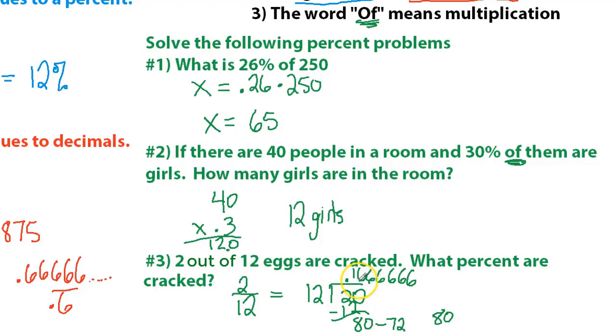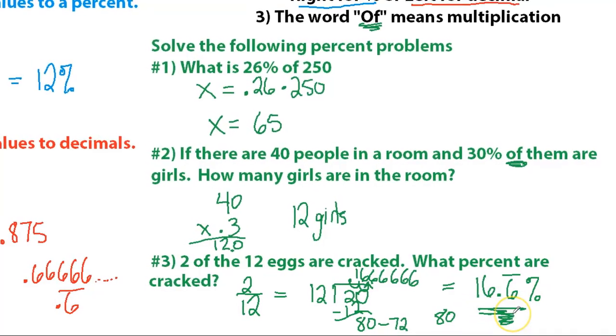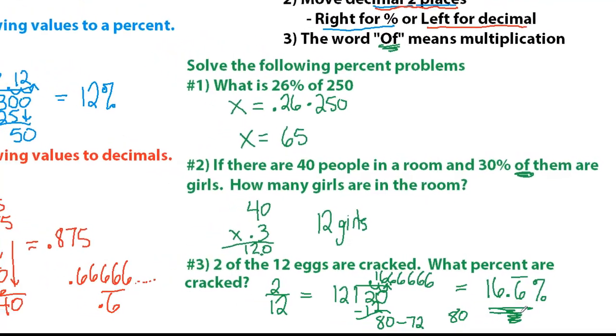Now to convert a decimal to a percent, I'm going to move the decimal place 2 spots to the right. And so my final answer is going to be 16.666666, and it keeps going on forever. So I'm going to use a bar over the top of it to represent that number goes on forever. And so my answer there is 16.6 repeating percent.